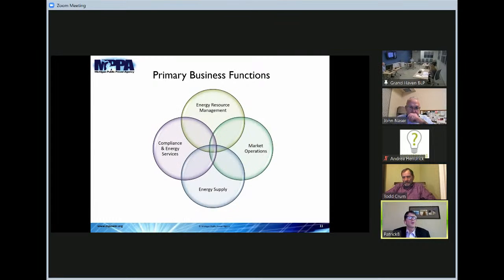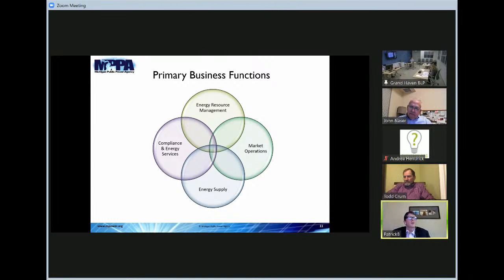So our primary business functions are energy resource management. It doesn't matter if we own the resource or our members own the resource. The joint action agency is involved in managing those resources in the wholesale market. And our job is really simple. It's to reduce risk and enhance the revenue of those resources. Those are the two primary functions that we take on.